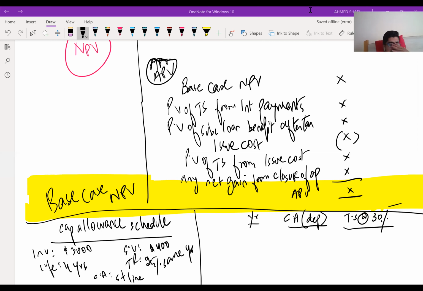So once you get the 5 things: investment, scrap value, life, tax rate, and capital allowance straight line, you need to make 3 columns for capital allowances: year, capital allowance in which we charge depreciation, and tax rate. So it's a 4-year life. Okay. Straight line method formula: cost 3,000 minus scrap value 400 over life 4 years. Okay. It becomes 650 each year.